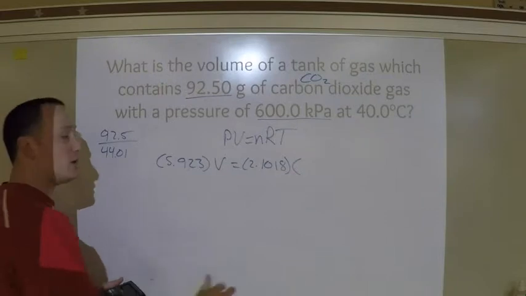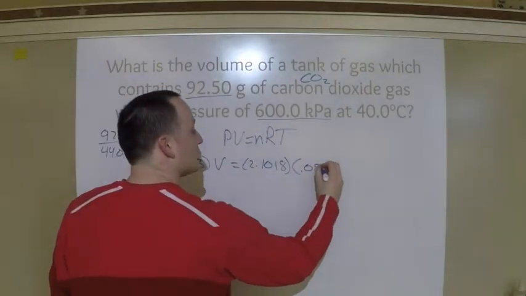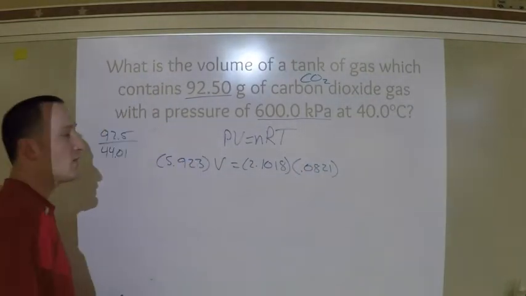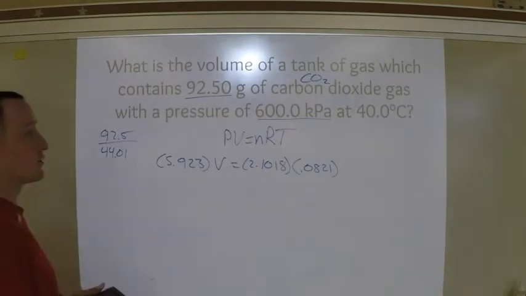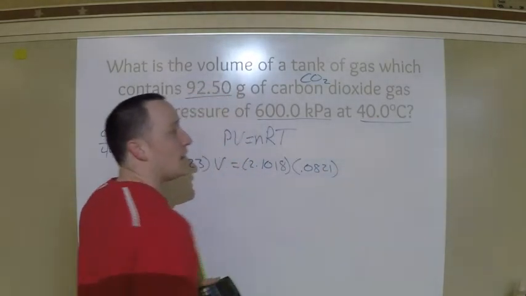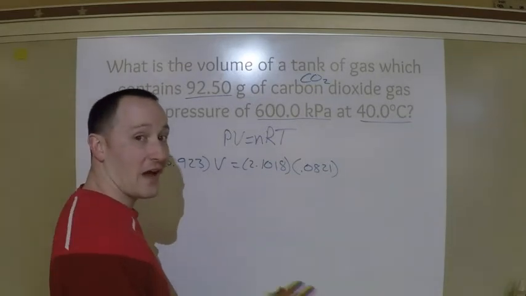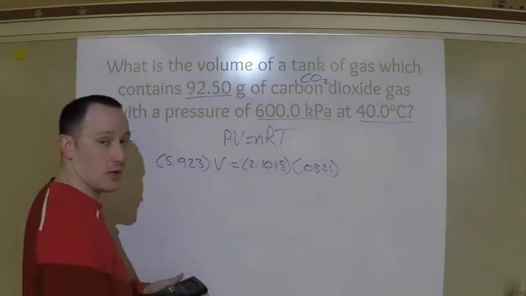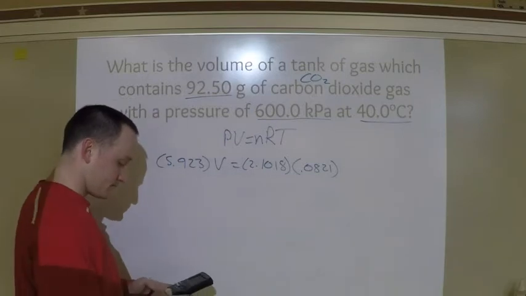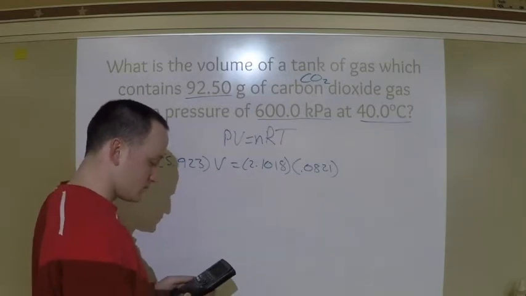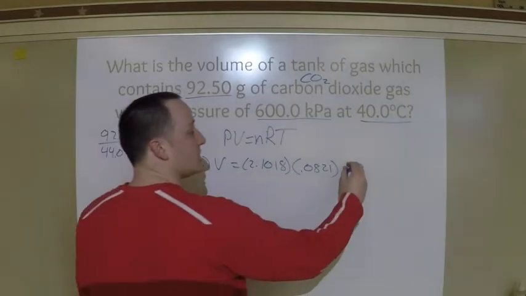Then I multiply by my R value. Again, my R value is 0.0821. Then I multiply by my temperature. Okay, so here's my temperature value. It's 40 degrees Celsius, but remember, I can't use Celsius. I have to change it to Kelvin. So I'm going to do 40 plus 273. And that gives me 313.